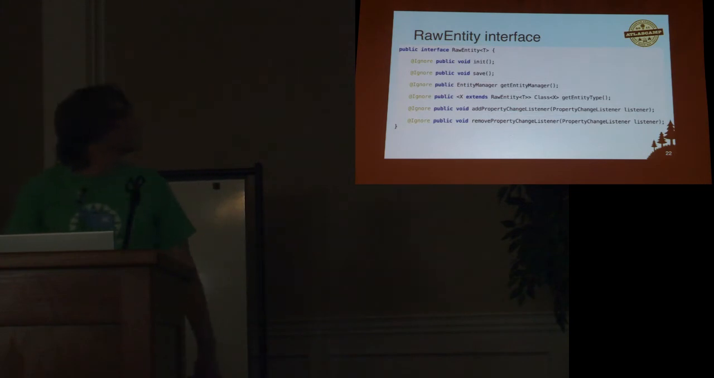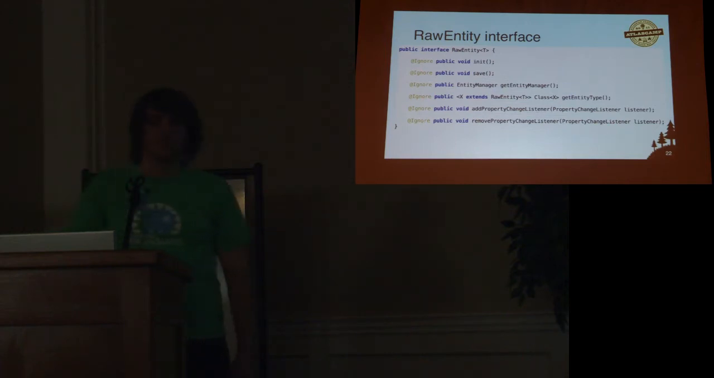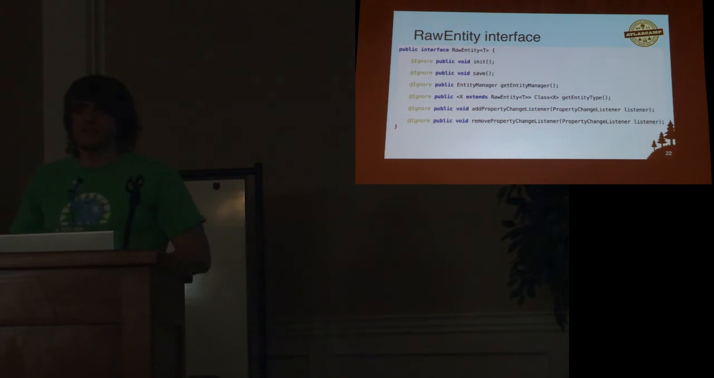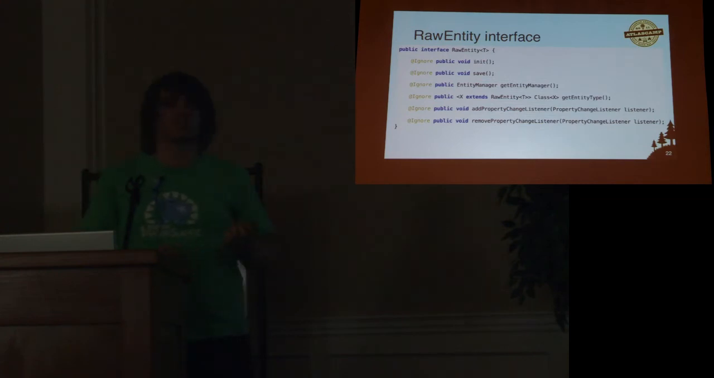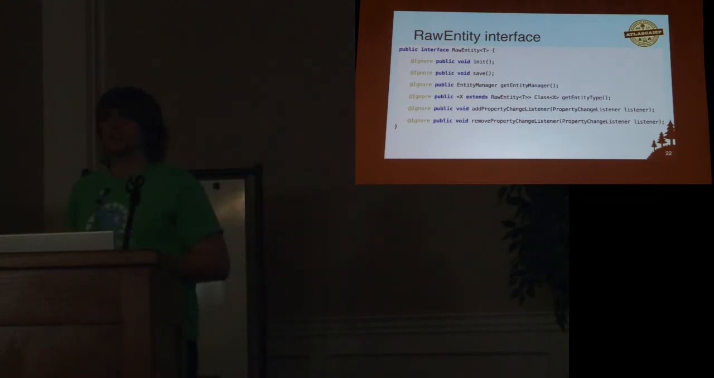So here's the RawEntity interface. So see that we have these Ignore annotations on all these methods. So can anyone tell me why they think that these Ignore annotations would be needed? Bo?